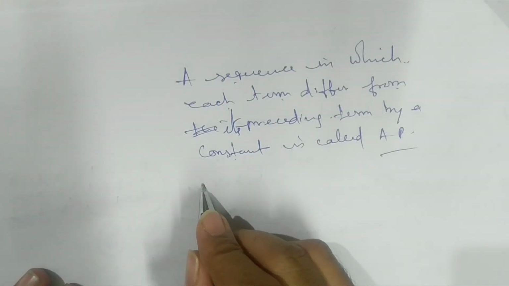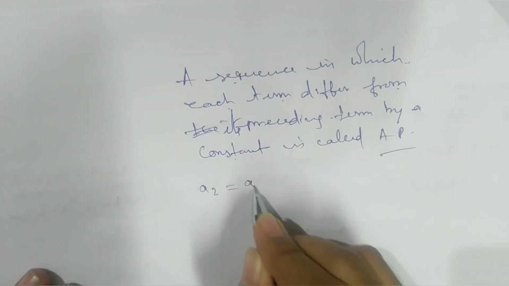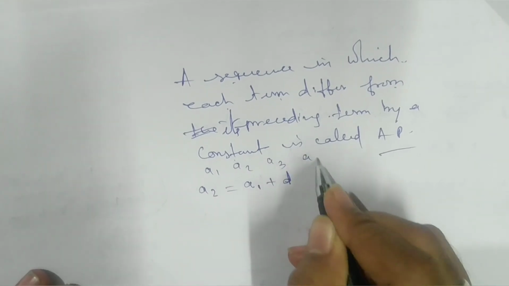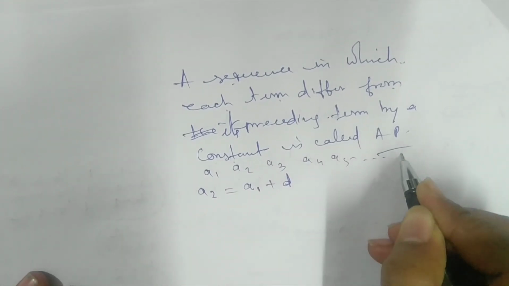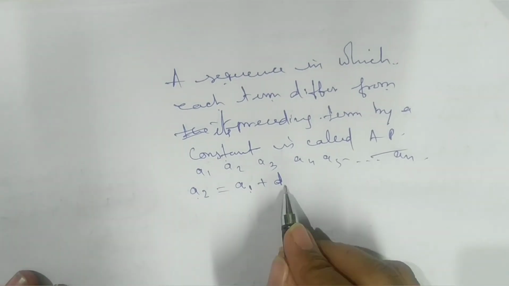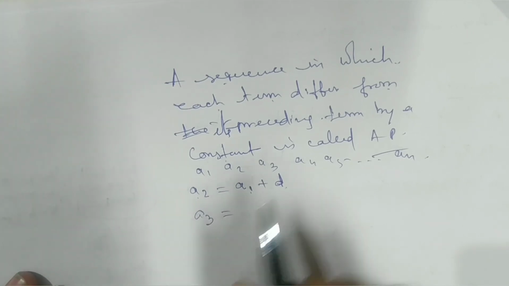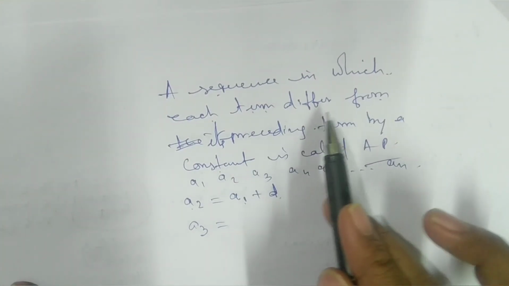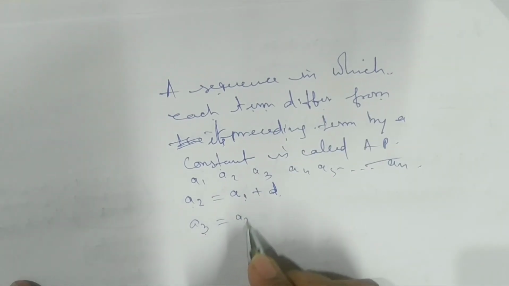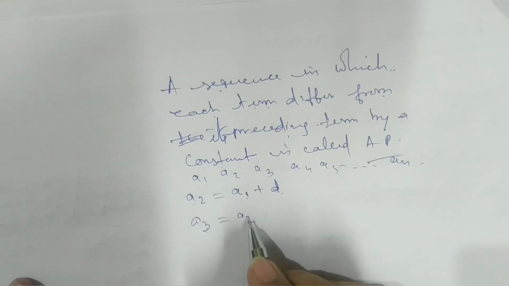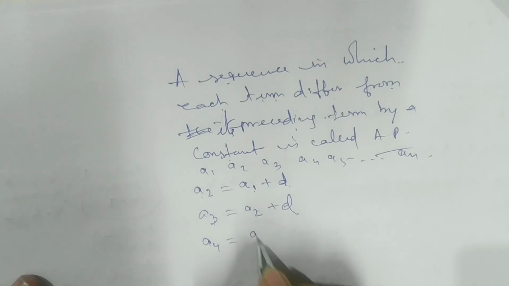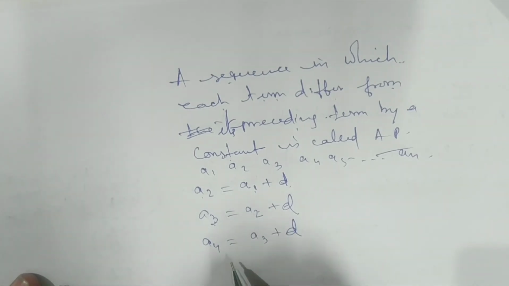That means A2 must be A1 plus D. If we take A1, A2, A3, A4, A5, up to AN, we are taking a finite sequence right now. Then A2 equals A1 plus D. A3 equals what? Each term differs from its preceding term, so A3 must be A2 plus D. For A4, that means A3 plus D. It will continue like that.